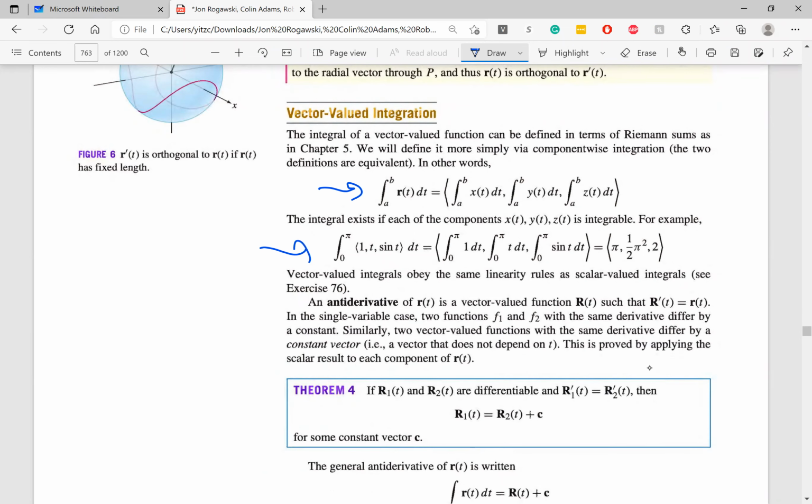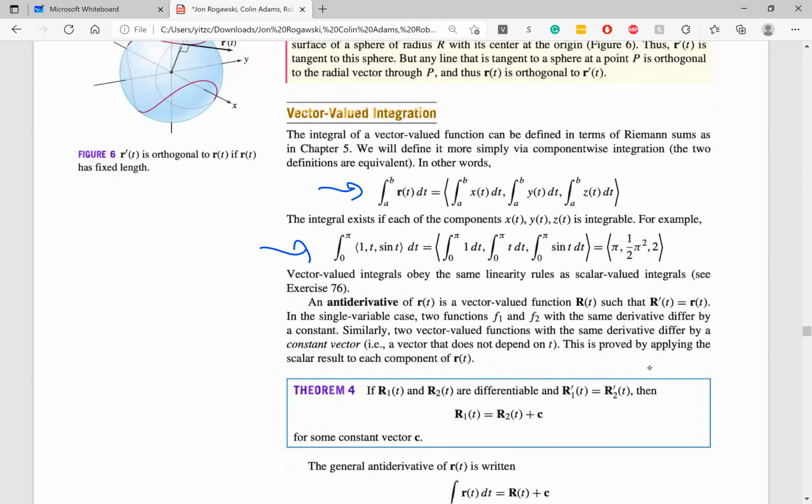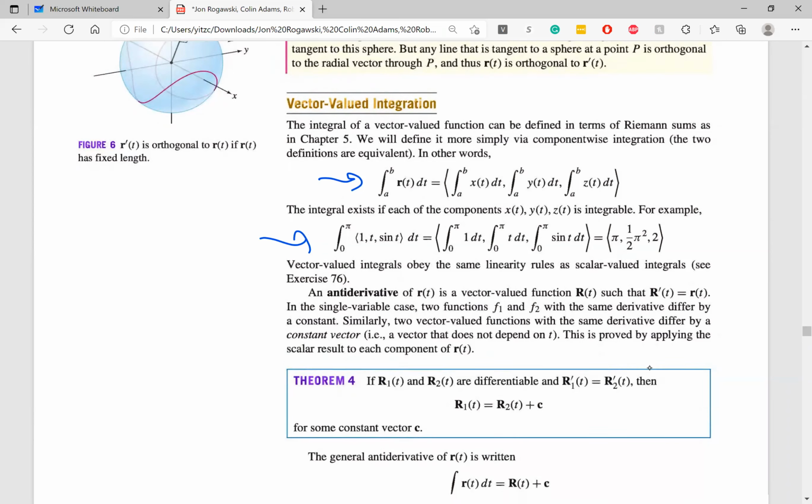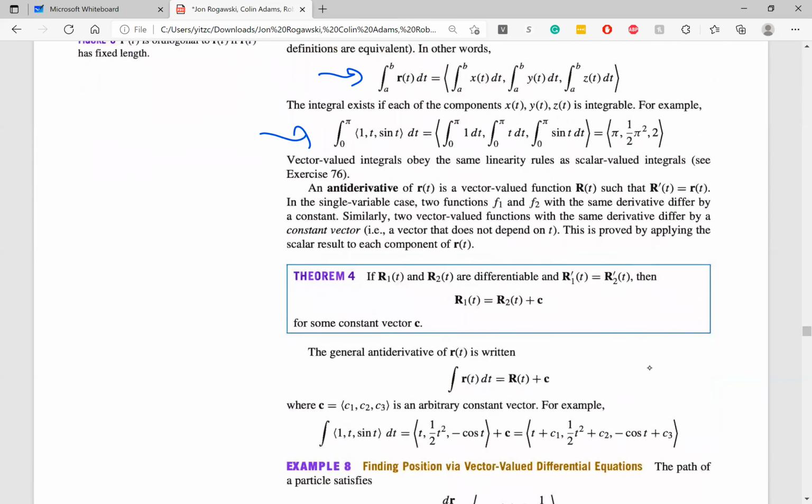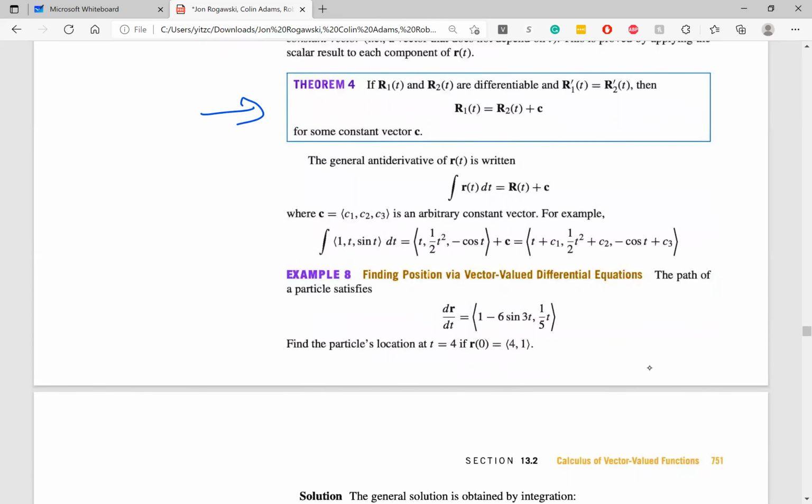Any questions about this? So again, I'm moving quickly just because all of this is very much like Calc 1 and Calc 2. We just have more components, and that's the only real difference. And very similarly to the one-dimensional case, if r1 and r2 have the same derivative, then one of them plus a constant will be equal to the other one.